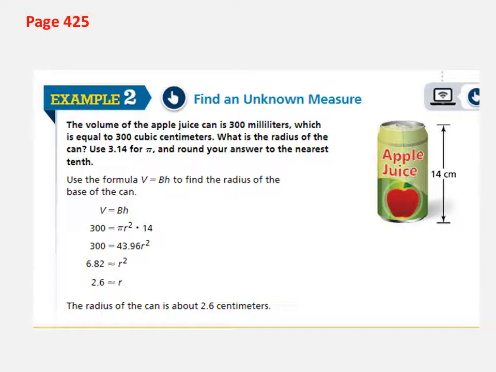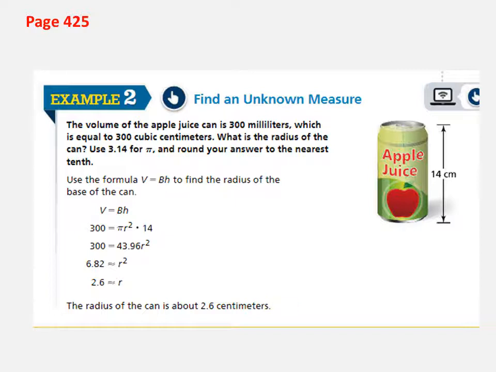We will use cubic centimeter because the height is in centimeters. So it's 14 centimeters, and this is 300 cubic centimeters. So use 300 cubic centimeters because the 14 is centimeters also. So 300 equals 43.96 r squared. Pi is about 3.14. He said use 3.14 for pi. Multiply 3.14 times 14. It's 43.96 r squared.